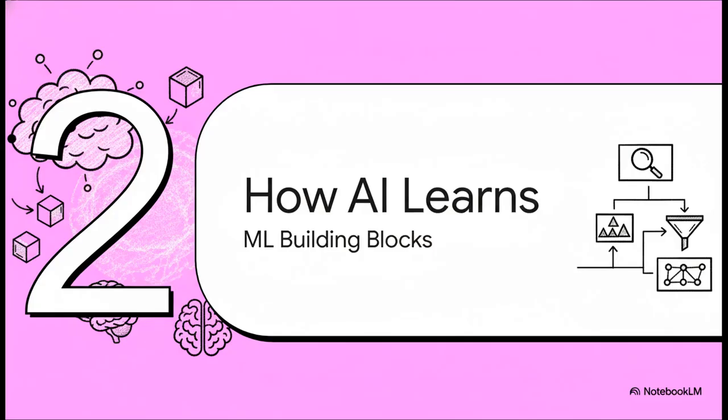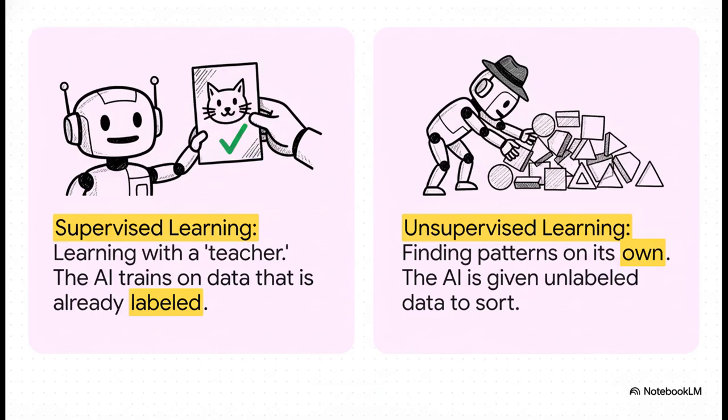Okay, so we know that AI learns from data, but how does that actually work? What does learning even mean for a machine? Let's move on to the next part of our kit and look at the real building blocks of how machines learn. So there are 2 main ways this happens. On one hand, you've got supervised learning. This is kind of like studying with flashcards. You show the AI a million pictures of cats, and for each one you say, this is a cat. It learns with a teacher.